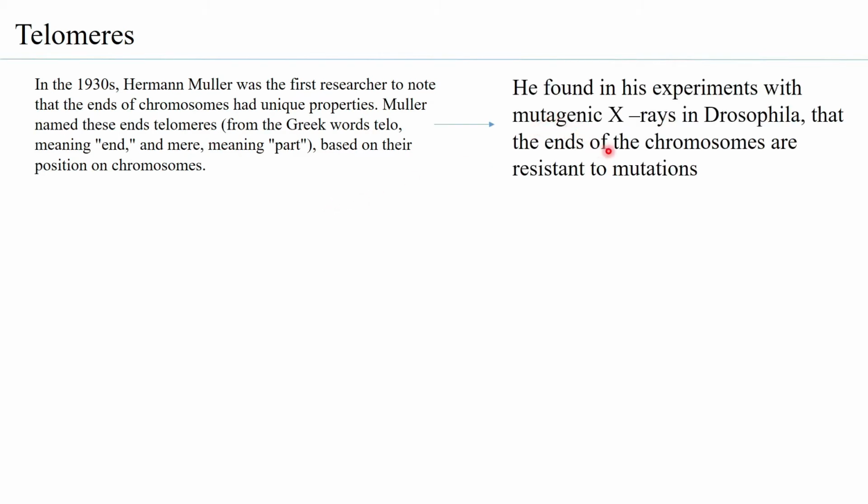And when he was looking at how the mutagenic X-rays affect the chromosomes, and at how double strand breaks happen because of X-rays, he found that at the ends of the chromosomes one would not observe mutations and that they were resistant to mutations, and that is why he felt that those ends of the chromosomes had this unique property of resisting any kind of mutation.